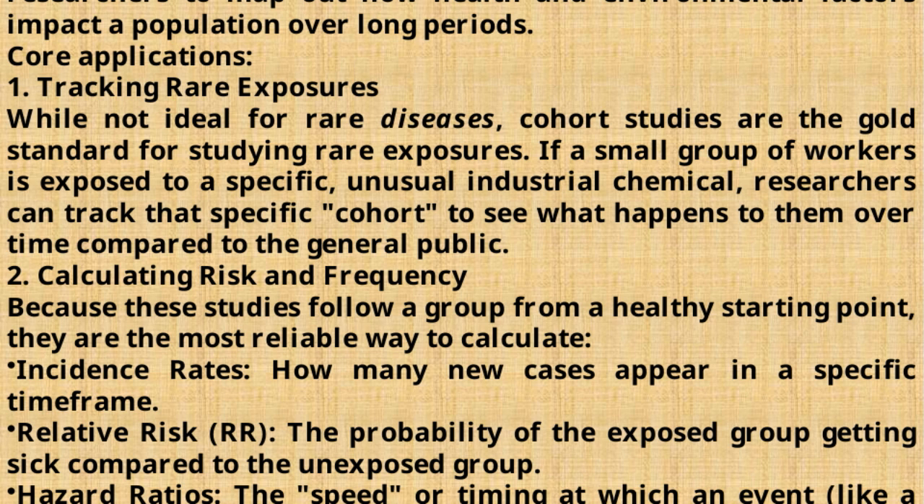Another important aspect is calculating risk and frequency. Since these studies start with healthy individuals, they give us reliable data on how often new cases of a disease develop, what we call incidence rates. We can also determine the relative risk, which tells us how much more likely the exposed group is to get sick compared to those unexposed. Additionally, hazard ratios help us understand the timing or speed at which events, like a heart attack, might occur in different groups. Overall, cohort studies provide vital insights that help us understand long-term health trends and risks, making them essential for public health research.